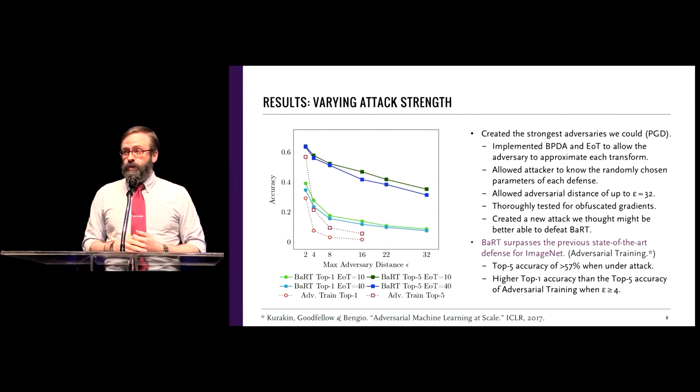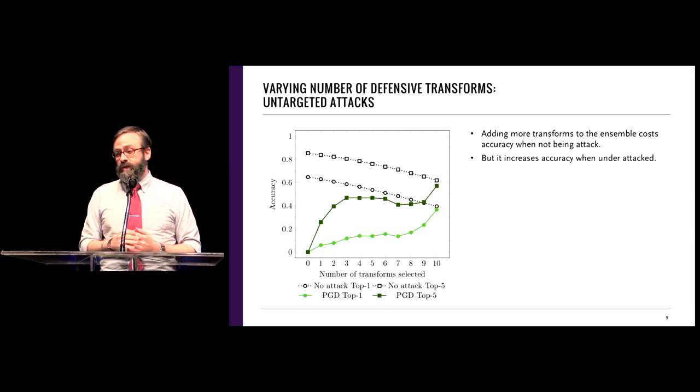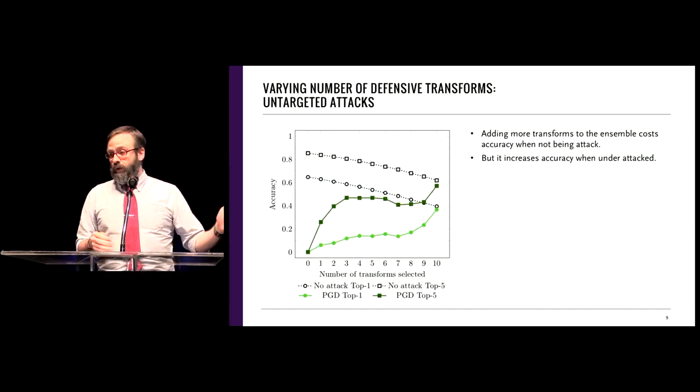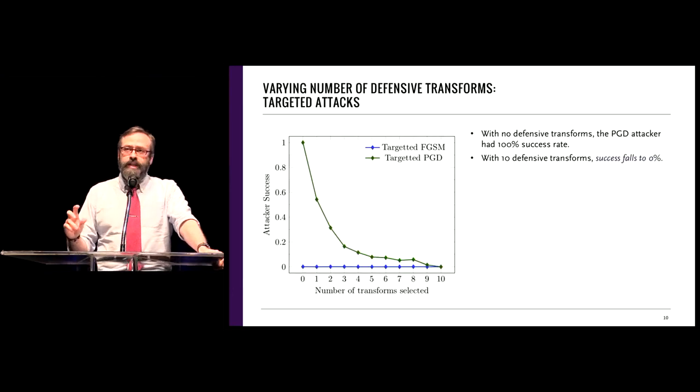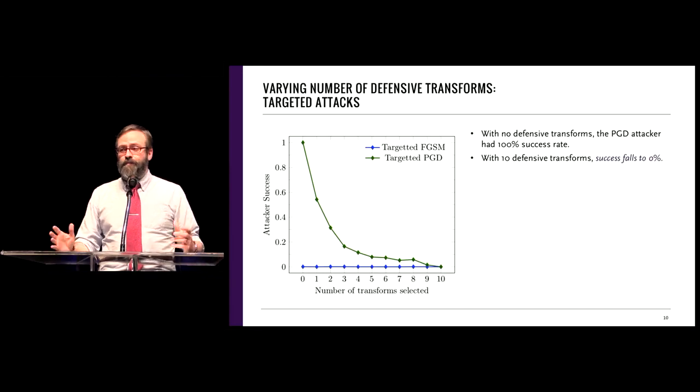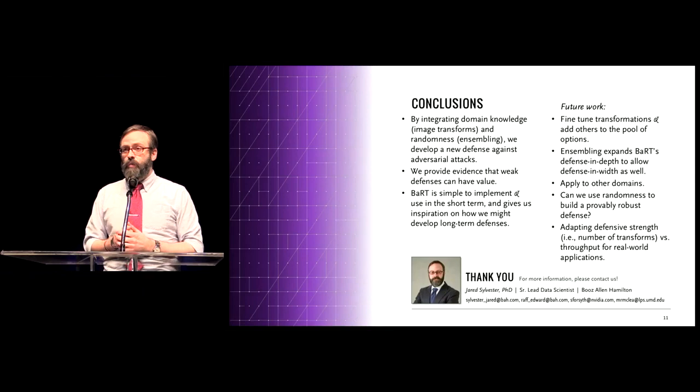We can also do things like vary the number of transforms that we select. This shows us going from no transforms, which is no defense at all, all the way up to 10. As you do that, your accuracy when you aren't under attack does start to drop off, but you add in resistance to adversarial attack. We can do this in the targeted attack scenario as well. When you crank that number of transformations all the way up to 10, we can reduce the attacker success rate down to 0.